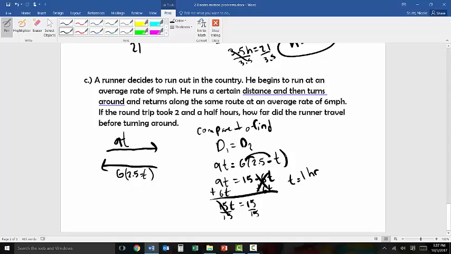Okay, so we find out that the runner was traveling 1 hour the first time he went around. So he was actually traveling 1.5 hours on the way back. Again, probably because he's tired, it's going to take him longer to run. So they're asking you how far did the runner travel first. So now I know t is 1, I can substitute that in and get a total of 9 miles.